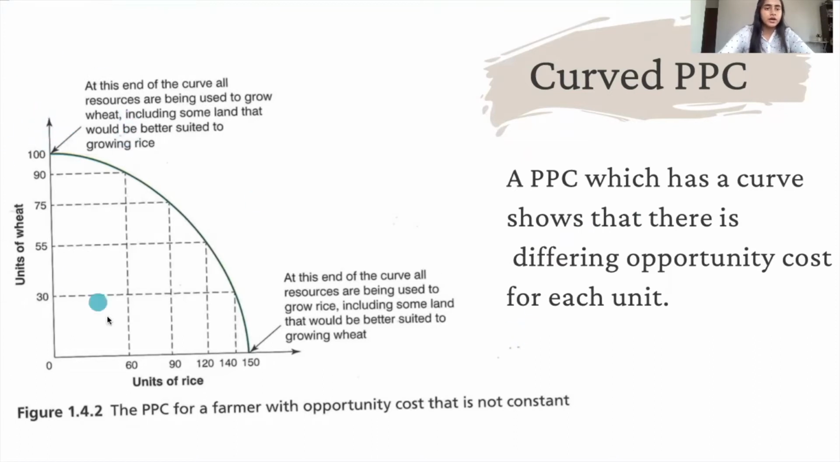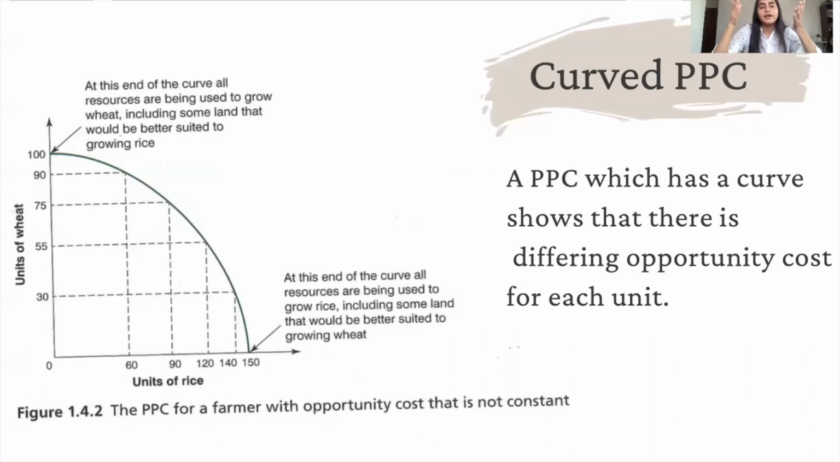So like in this graph, we see that when you have 100 units of wheat, you have 0 units of rice. But when you go from 100 to 90, you lose 10 units of wheat and you gain 60 units of rice. Again, when you go from 90 to 75, you lose 15 units of wheat and you gain 30 units of rice. Again, when you go from 75 units of wheat to 55 units of wheat, you are at this level and you gain 30 units of rice. So here we see changing opportunity costs at each level.